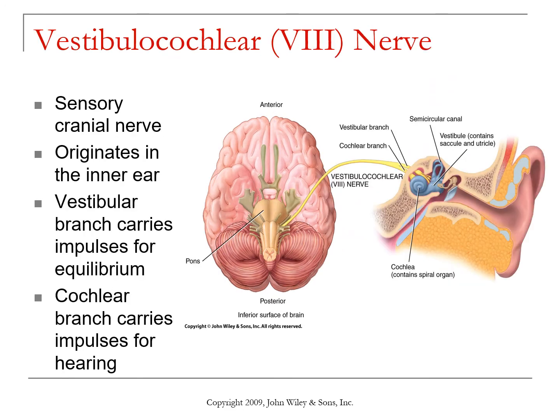The vestibulocochlear nerve is number 8. Now this nerve is also large. Part of it originates in the pons and the other part in the medulla. It is purely sensory, but it is sensory for 2 types of sensations. It is associated with receptors in your inner ear.